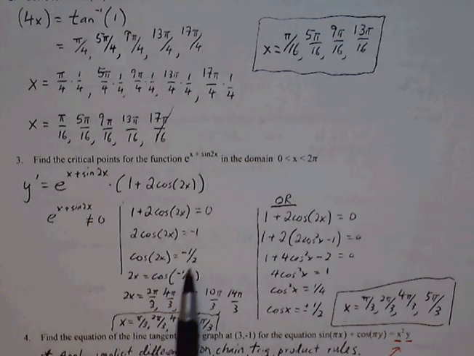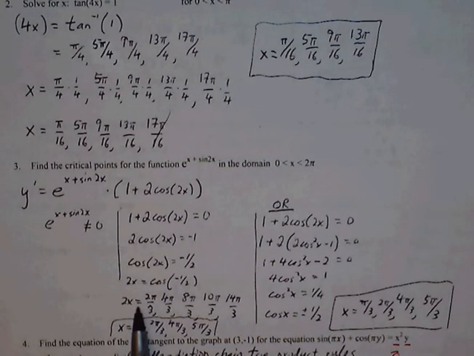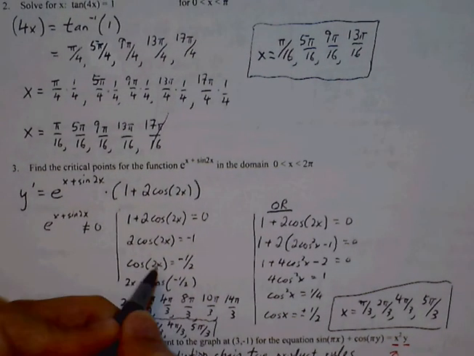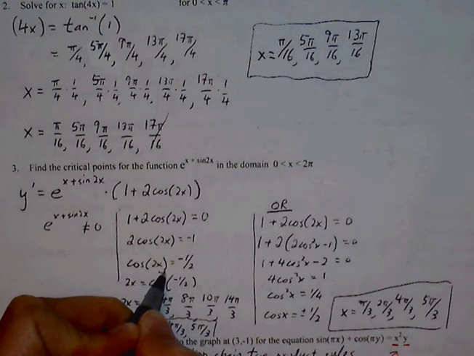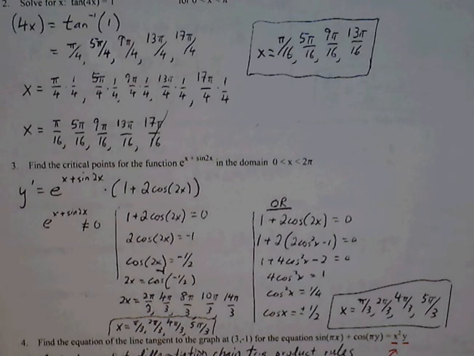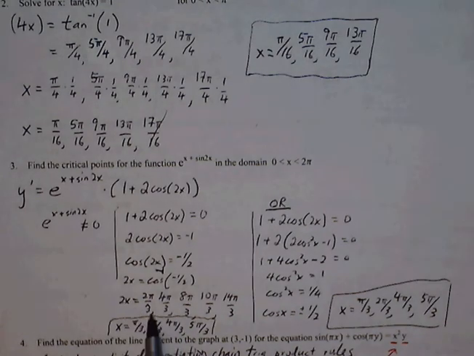Subtract 1, divide by 2. Take the inverse of cosine of both sides, or arc cosine of both sides. It should be 2x equals inverse cosine of negative 1/2. Cosine is equal to negative 1/2 at 2 pi over 3, 4 pi over 3, 8 pi over 3, 10 pi over 3, 14 pi over 3. And then divide every term by 2, and I'm going to get pi over 3, 2 pi over 3, 4 pi over 3, 5 pi over 3.